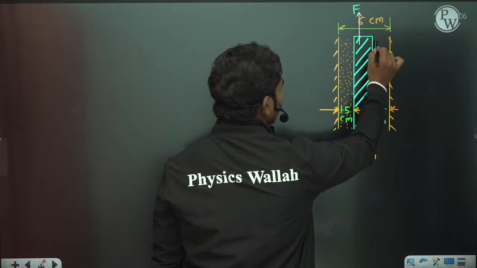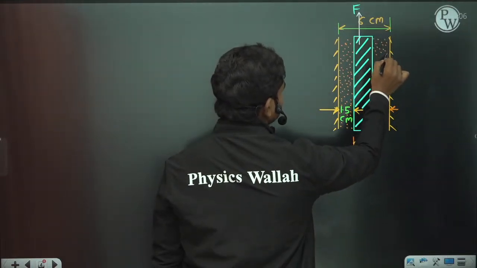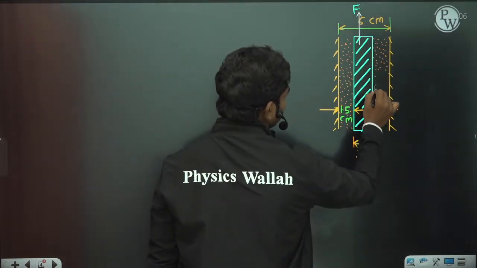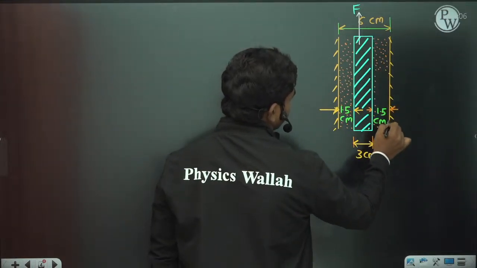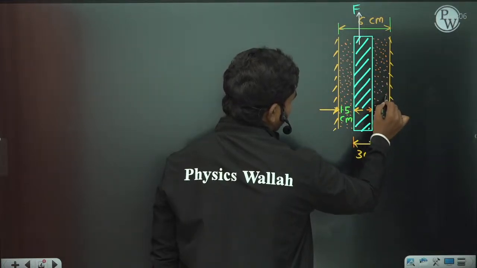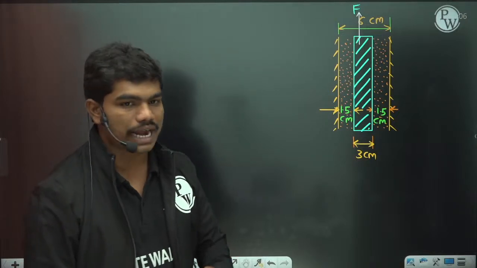Similarly here also you have certain viscous oil like this. So there is some viscous oil that is present here in this gap. Okay, so this is your viscous oil. Now, if this is your viscous oil, let us try to identify what are the forces acting on this plate.